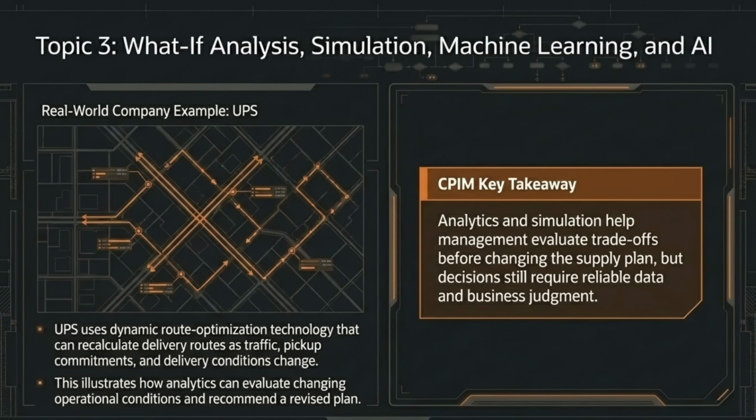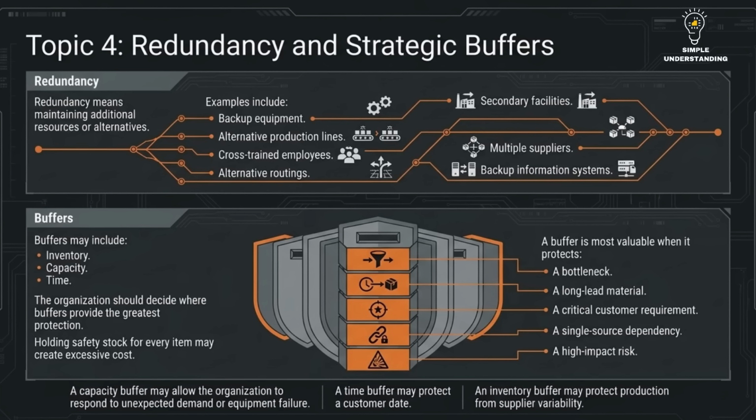CPIM key takeaway. Analytics and simulation help management evaluate trade-offs before changing the supply plan, but decisions still require reliable data and business judgment. Topic 4. Redundancy and strategic buffers. Redundancy means maintaining additional resources or alternatives. Examples include backup equipment, alternative production lines, cross-trained employees, alternative routings, secondary facilities, multiple suppliers, backup information systems.